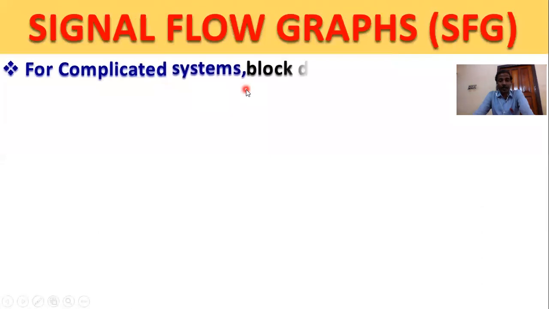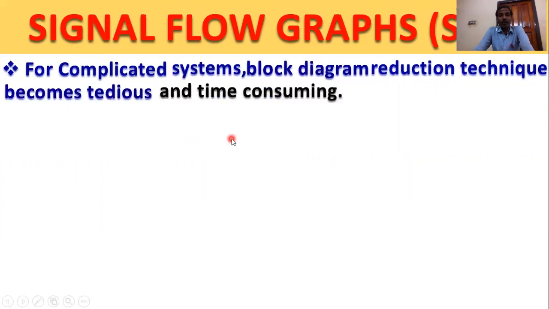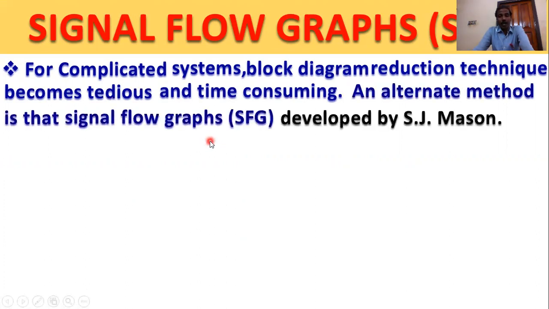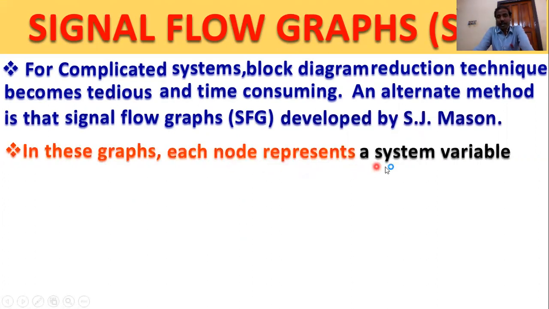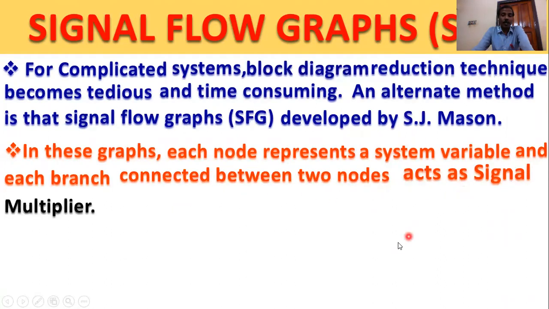What are signal flow graphs? For complicated systems, the block diagram reduction technique becomes tedious and time consuming. An alternative method is the signal flow graph, developed by S.A. Mason. In these graphs, each node represents a system variable and each branch connected between two nodes acts as a signal multiplier. Suppose this is the A node and this is the B node, and the gain multiplier G.